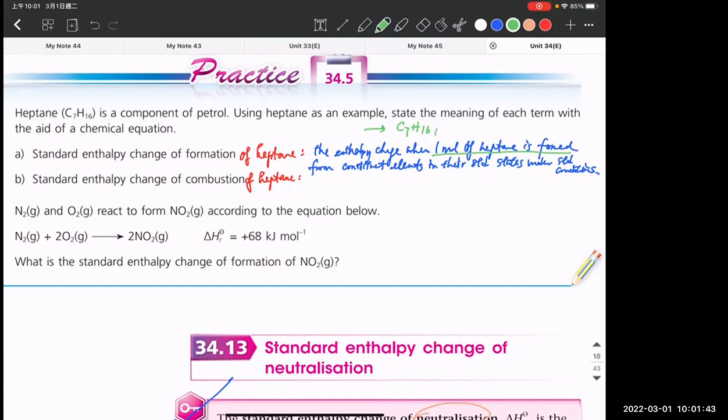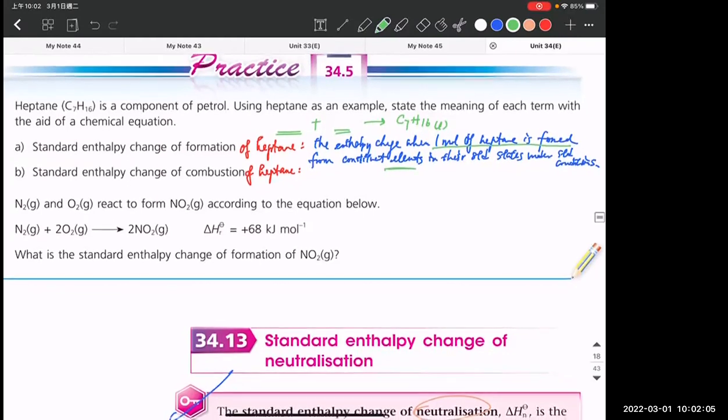Liquid. Liquid, okay? For more than 4 carbons, we will usually call it liquid, right? And you write down what the reactants are. So there should be 2 reactants which make C7H16. All those reactants are constituent elements, so the answer should be carbon and hydrogen. Now remember, what you write should be at their standard states. So for hydrogen, the standard state should be H2 gas.